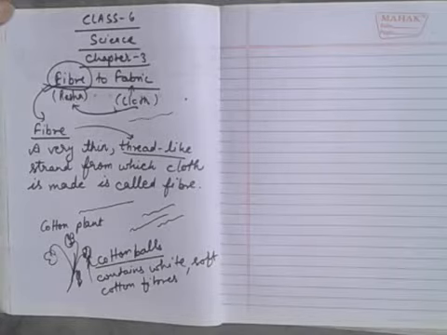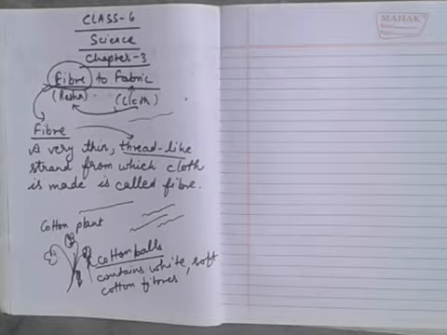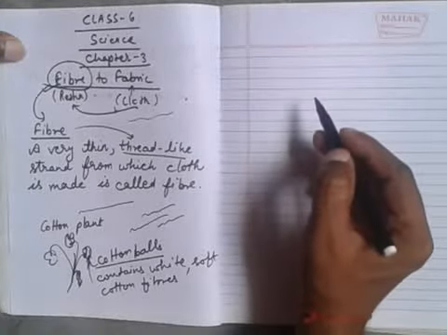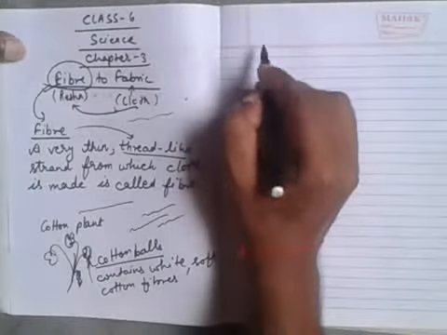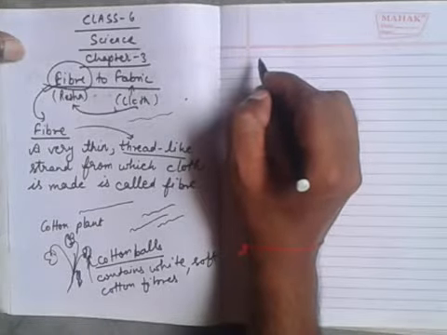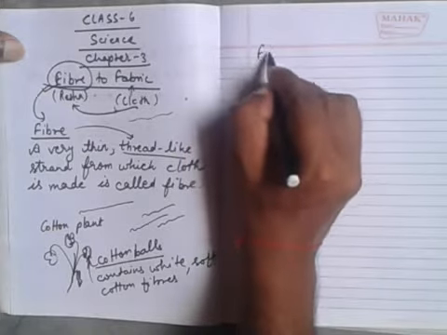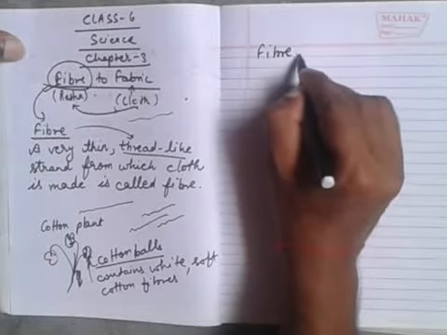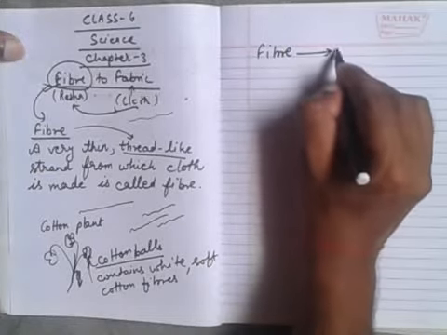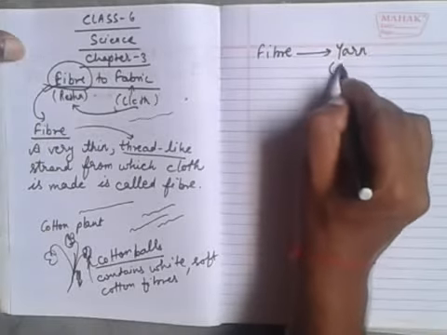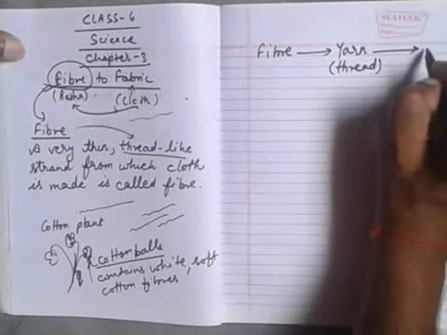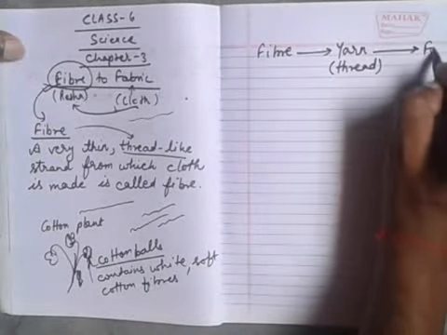But the formation of cotton cloth undergoes some different processes before it becomes cotton cloth or fabric. First of all, we make yarn. Yarn means thread. And then we make fabric.